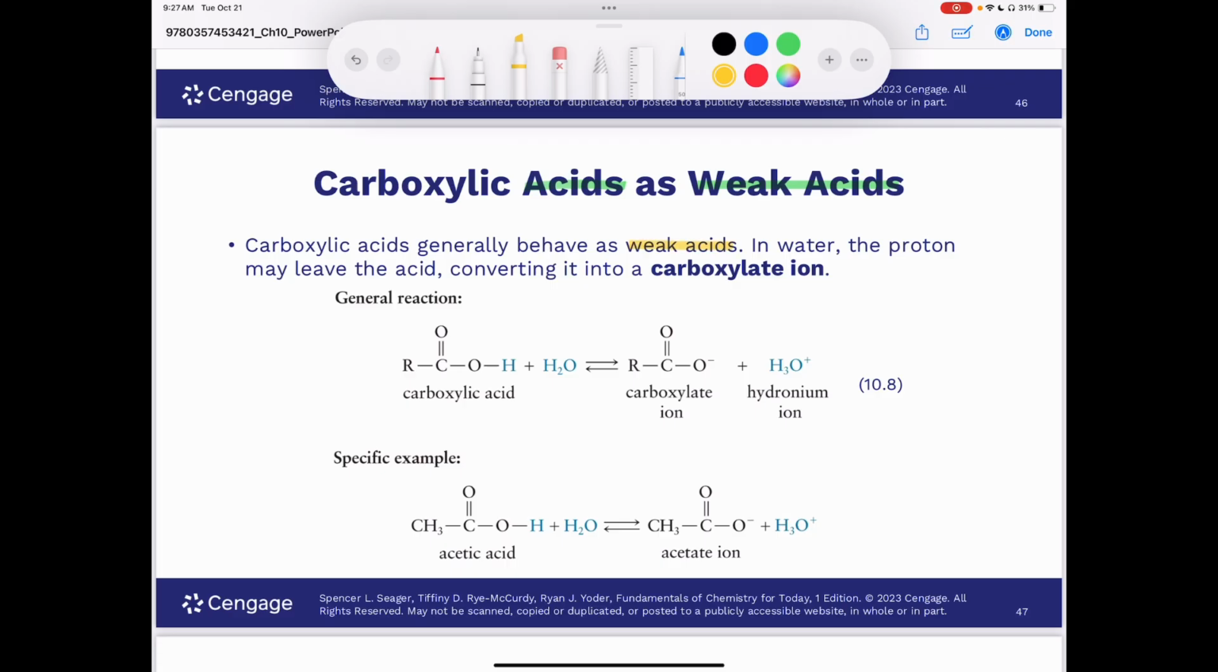So the proton may leave the acid, converting it into a carboxylate. We see the acidic proton on our carboxylic acid here gets donated to the water molecule to give us a hydronium ion. And so we're left over with a carboxylate. If we put acetic acid in water, it actually does lose some of the acidic protons to give you hydronium and the acetate ion here. The amount of dissociation here is about 5%. So 5 out of every 100 acetic acid molecules is going to dissociate to give you an acetate ion and a, what's this called? Hydronium, right? A hydronium ion, H3O plus.